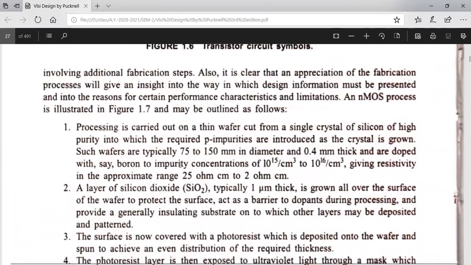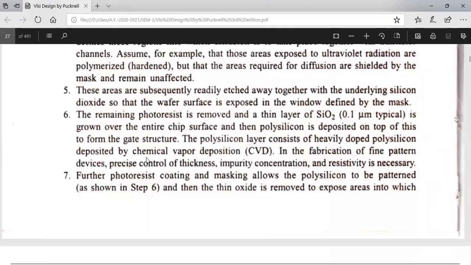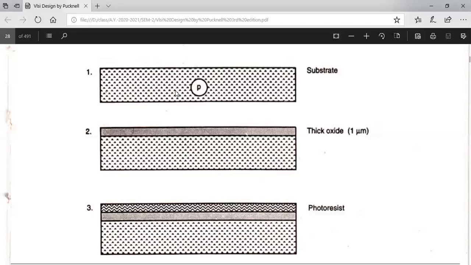You can see here, the process is carried out on a thin wafer cut from a single crystal of silicon of high purity, into which the required P impurities are introduced. This is the step-by-step process, so I can explain it once again. You can observe it clearly. I have taken, first, from the ingot.